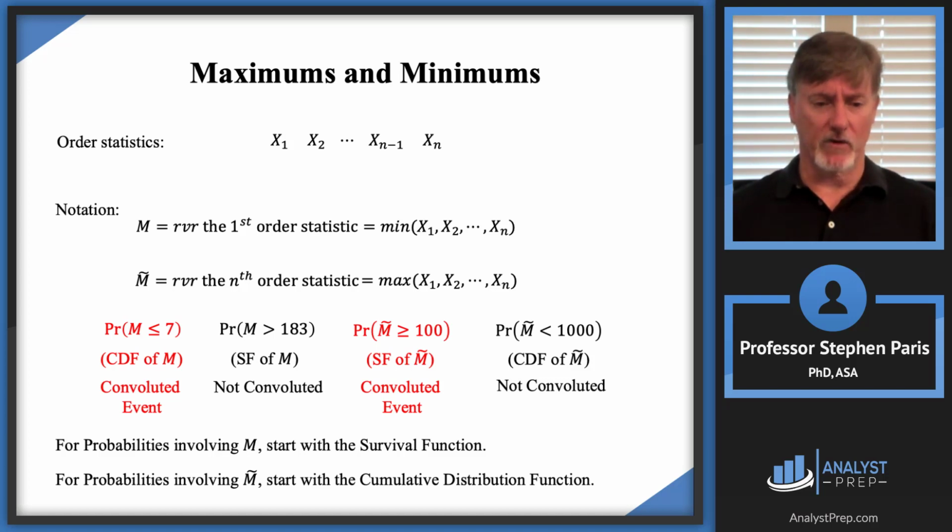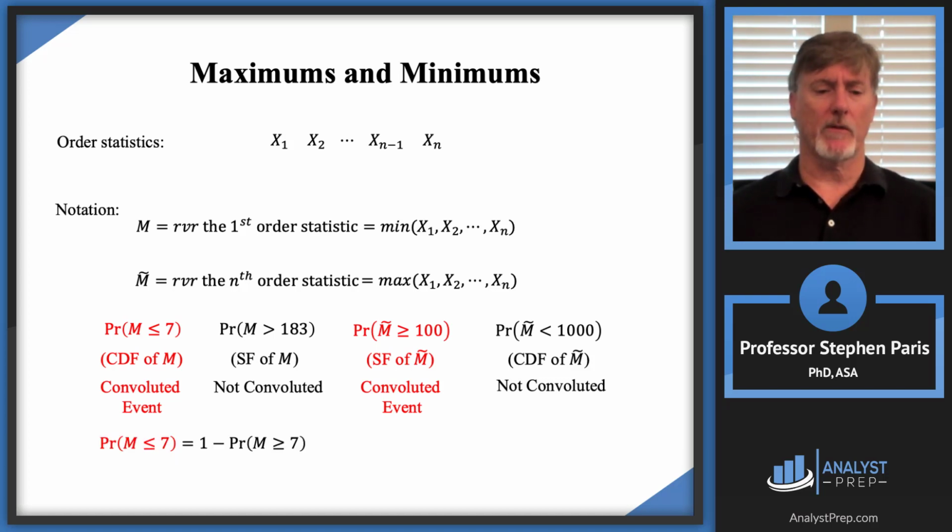So for instance, in that first probability, if I wanted the probability that cap M, the minimum, was less than or equal to 7, I would compute that probability by computing the probability of the complementary event that cap M is greater than 7, and then just take 1 minus that, using the fact that probabilities of complementary events sum to 1.